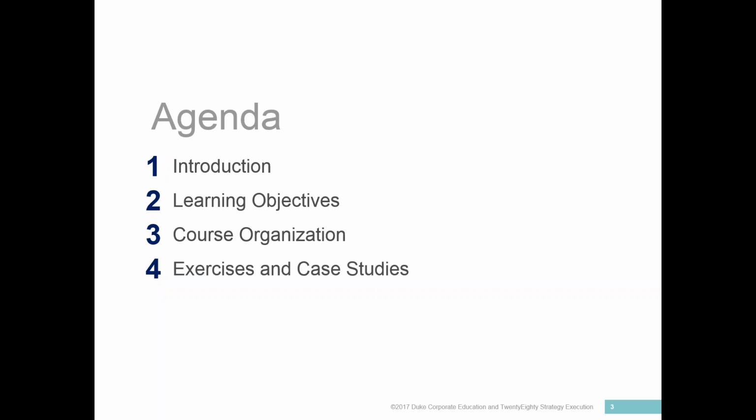Here is an agenda for our quick tour of building effective teams. We'll begin with an introduction where we'll talk a little bit about what the course is all about. We'll then talk about the learning objectives, which are the expected outcomes in completing the course. We'll take a look at the course organization, how the course is organized, and the content at a high level. And then finally, we'll dig into an example of actual course material that students will experience in the course. In this case, an actual exercise.